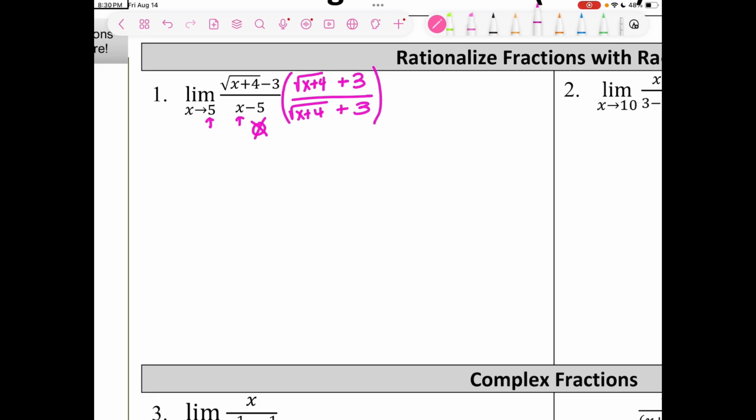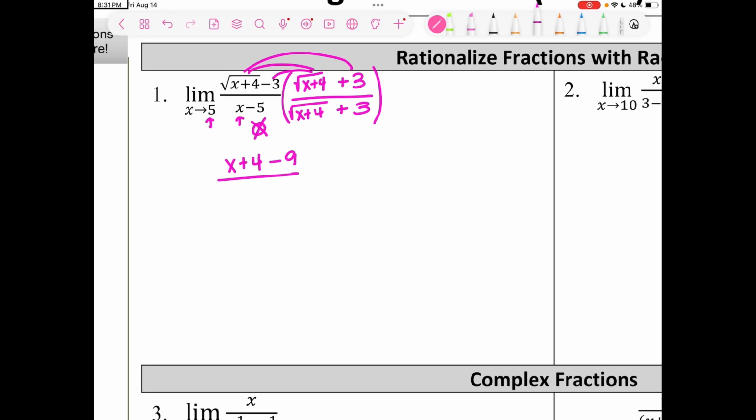And so what we're going to do is multiply the numerator. So square root of x plus 4 times square root of x plus 4 is just going to give us x plus 4. And then the two middle terms are going to end up being 0, because we're going to add 3 square root of x plus 4 and subtract 3 square root of x plus 4. That ends up being 0. All we need to worry about then is just the numbers at the end: -3 times +3, and that's going to be -9.